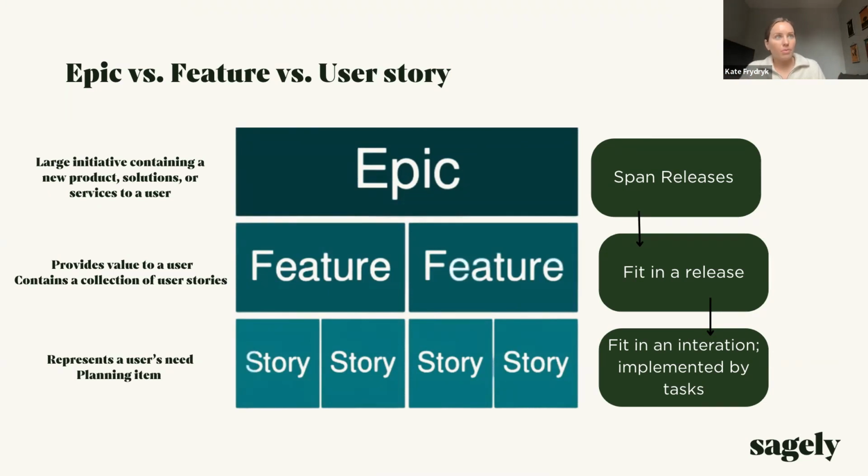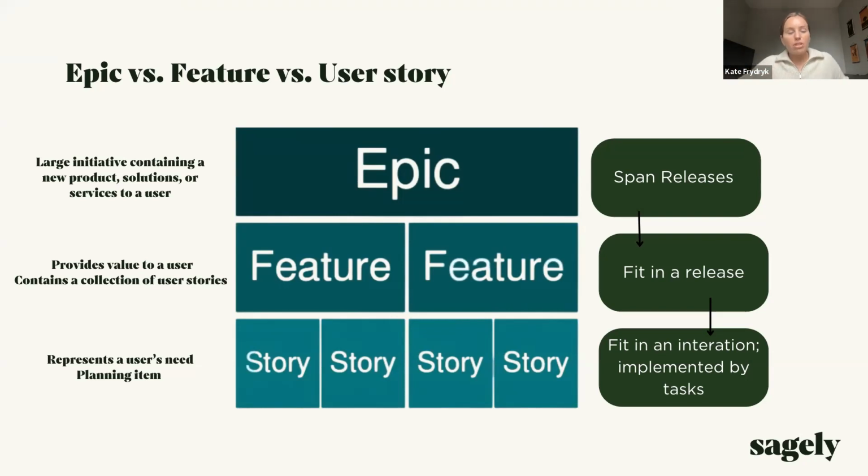But from a high level, an epic is typically a large initiative. So it might be like a new product, a solution, or services to a user. And typically it can span over more than one release. Whereas features themselves are smaller items of work that will provide value to a user and typically contain a collection of user stories. And typically features will fit into a specific release. And then the lowest level that we'll touch on is the user story, which represents a user's singular need and is typically a planning item. So this fits into one iteration and is implemented by a series of tasks that the engineers will task out once they pull a story in for an iteration.